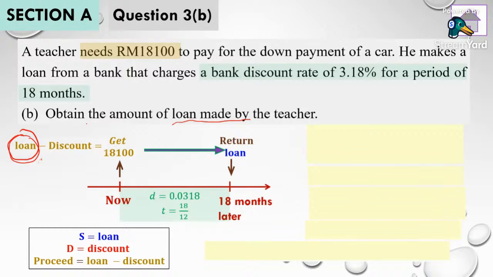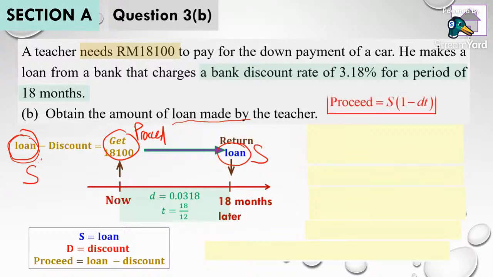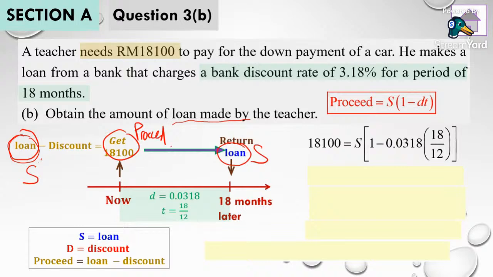And as you know just now, this is the proceed. We want to find the loan that we asked for, which has the same value as the amount we want to return at the end of the day. To get the answer there, we will make use of the formula proceed equals S(1 - dt). Substitute information accordingly. Proceed 18100. As we have no idea of S, we substitute the value of d and t accordingly. And watch out for the calculation here, guys and girls.